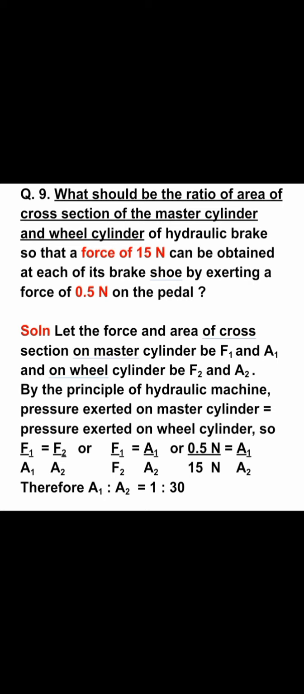Now let's put the values. F1 is 0.5 Newton, F2 is 15 Newton, equals area A1 by area A2. We have to simplify it and we will get 1:30, and we had to find the ratio of the area of cross section. So here we got 1:30.